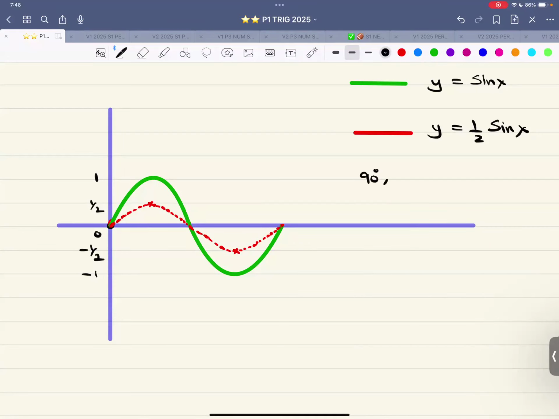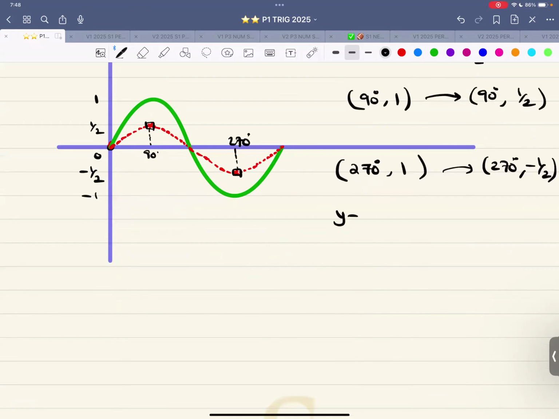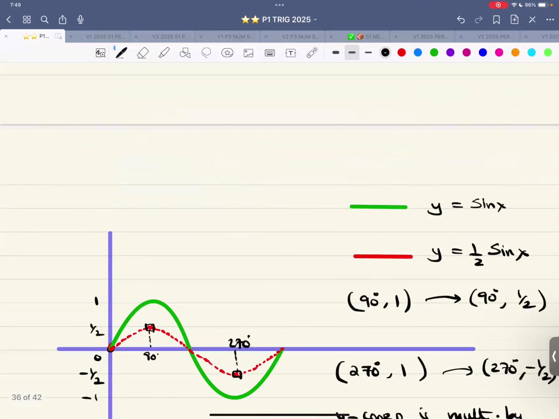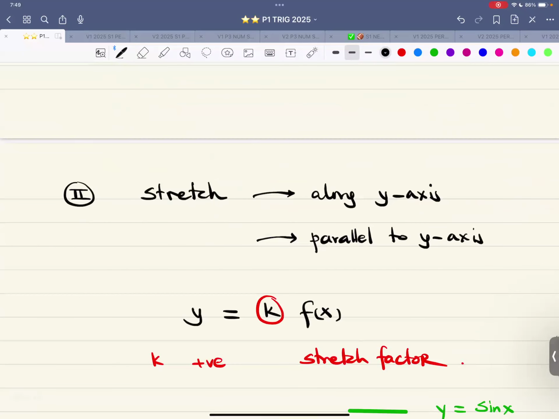A point such as 90° 1 is becoming 90° and half. A point such as 270° 1 will become 270° and negative half. Got the idea? This is one point, that's the other point, that is 90, that is 270. And what do you observe? The y coordinate is multiplied by half, which is the value of this constant over here. So that is how this thing is done. Stretch along y-axis.